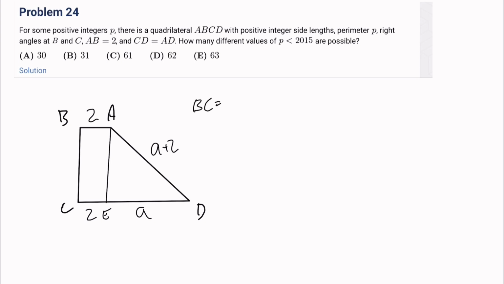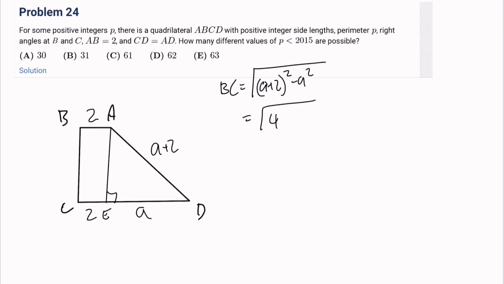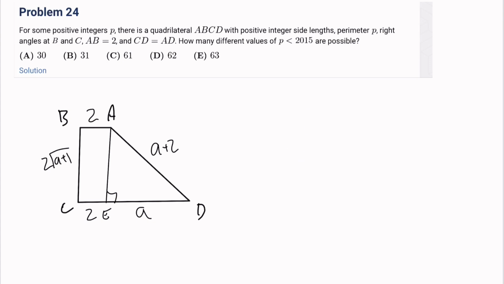And BC would be the same as AE, right? But then AE, we can get this with the Pythagorean theorem because this is a right triangle. And so BC is the square root of (a plus 2) squared minus a squared, which equals root of 4a plus 4, right? So this is 2 root (a plus 1). And what we want to do is change root (a plus 1) into something like a normal variable, because roots are very tiring to work with.